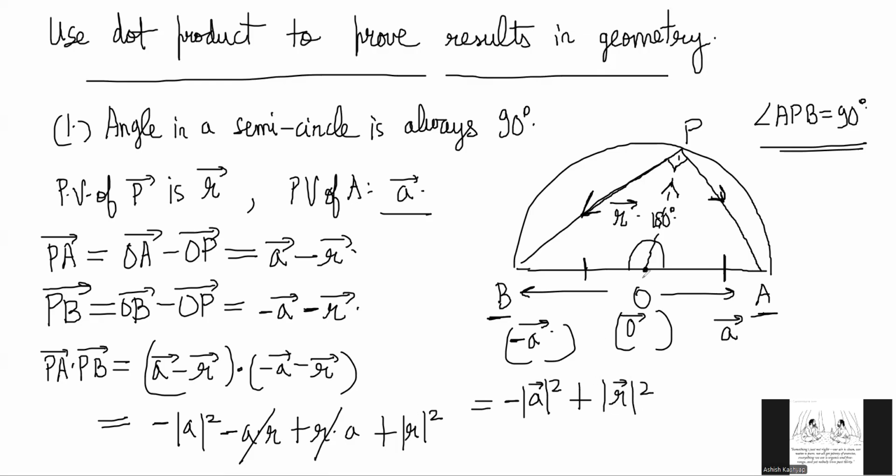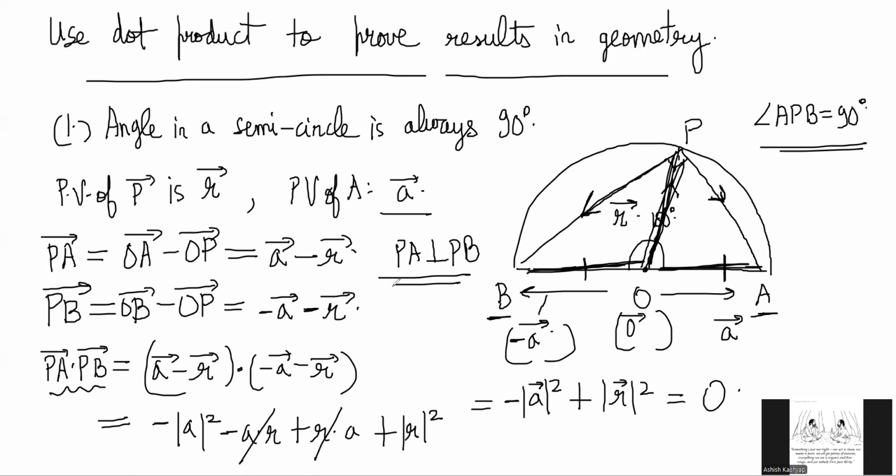Now, mod of R is also the radius, right? OP distance is the modulus of the R vector, and that is also equal to the radius of the circle. And mod of A is also the radius. So all of these lengths are the same. So therefore, this is 0. And we are getting PA dot PB is 0, which means PA is perpendicular to PB, right? So a simple calculation is helping us prove that the angle in a semicircle is always 90 degrees.